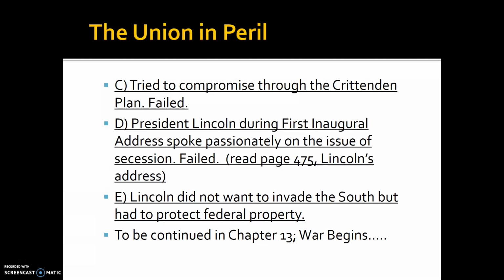So, the first thing they try to do is compromise through this idea known as the Crittenden Plan. This, of course, will fail. And so President Lincoln spoke during his first inaugural address passionately about the issue of secession and about how we should not fall apart. We should not fight each other. And so Lincoln did not want to invade the South, but Lincoln had an issue. He had to protect federal property, and the South was getting ready to attack at Fort Sumter, South Carolina. And we will continue this in the next chapter.